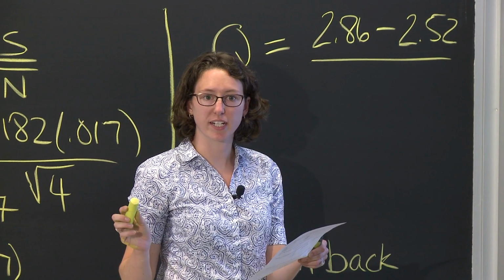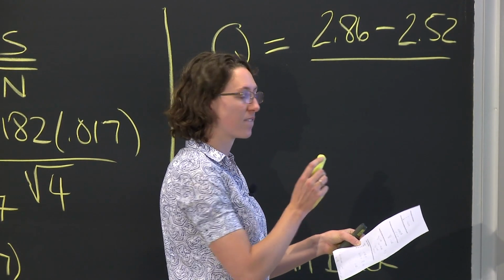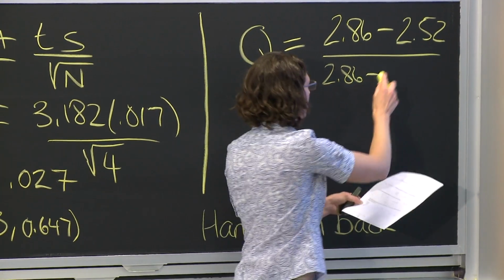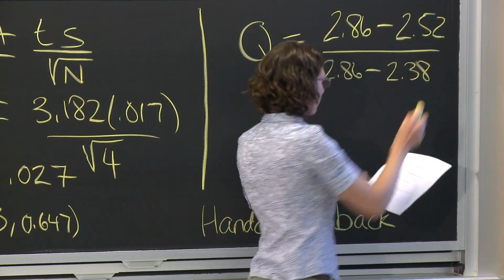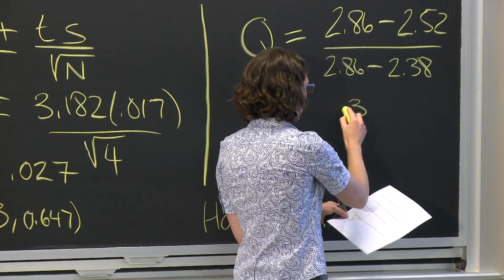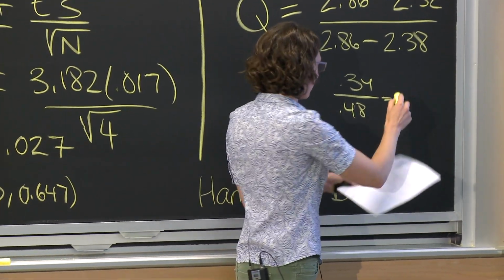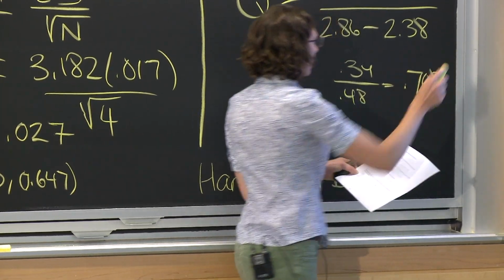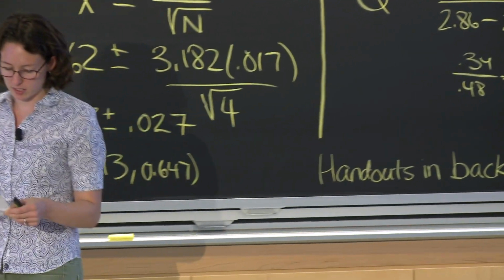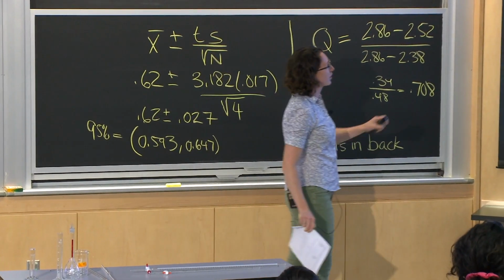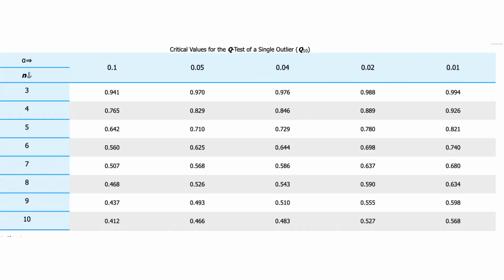How do we calculate the spread of our data? So 2.86, which is our max, and our minimum is 2.38. So if you do that out, you get 0.34 divided by 0.48. So our Q value is 0.708. Now if we look at a table of values for our Q test, we can either calculate it at 90% confident that it's an outlier, 95% confident that it's an outlier, and all the way down.